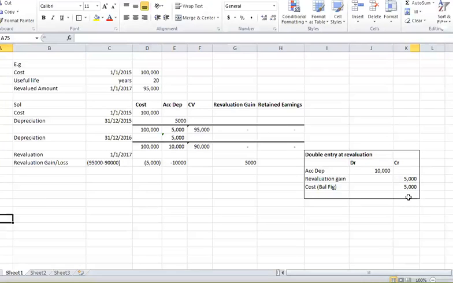This is double entry for revaluation. Whenever there will be revaluation gain, debit would be accumulated depreciation, credit would be revaluation gain, and credit would be cost of the asset. This would be balancing amount. You can look either it should be on debit side or credit side.